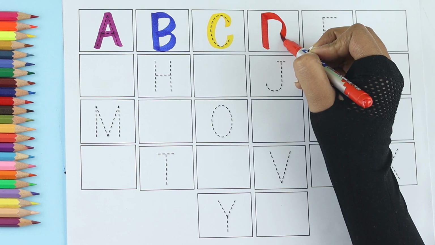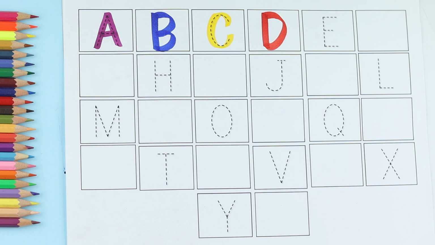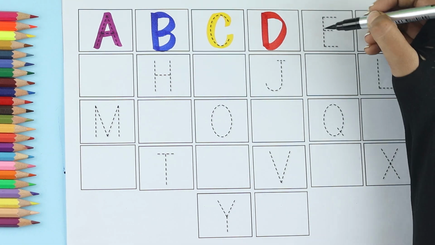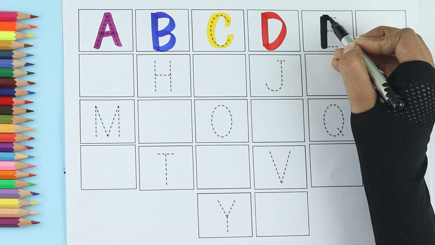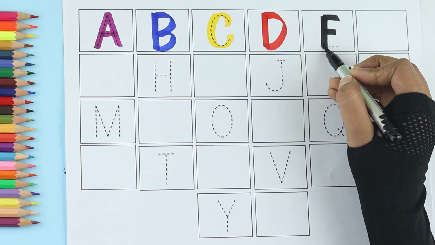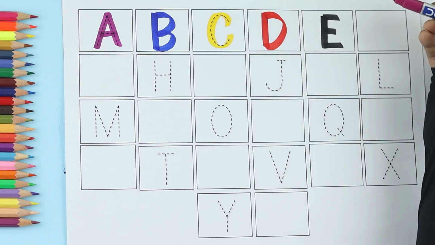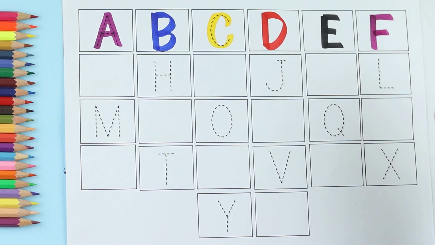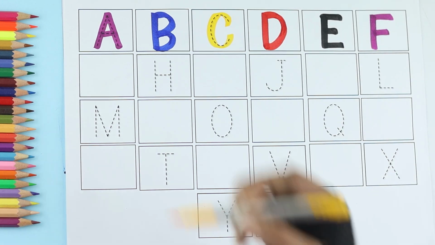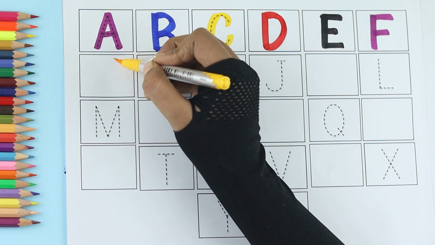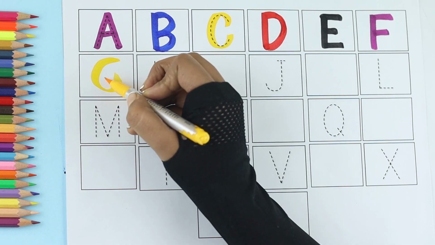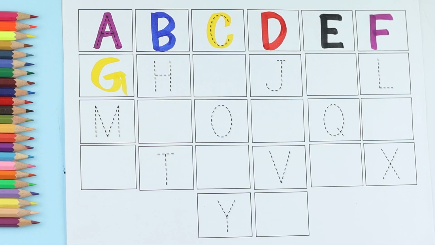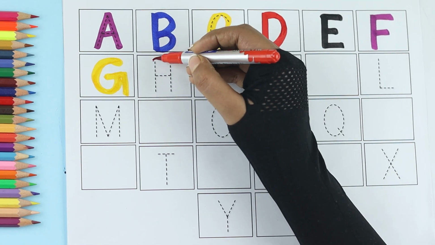D for dog. Black color. E for elephant. Purple color. F for fish. Yellow color. G for grapes. Red color.